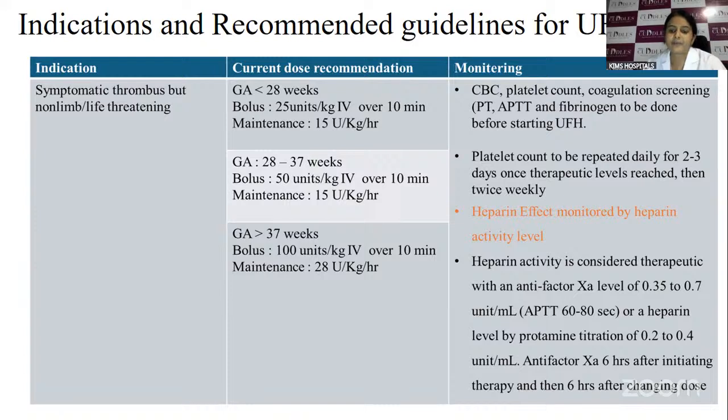The effect of heparin is monitored by the heparin activity level, which is the most reliable test. Heparin activity is considered therapeutic when anti-factor 10A is maintained between 0.35 to 0.7 units per ml, or protamine titration of 0.2 to 0.4 unit per ml. These anti-factor 10A levels have to be checked 6 hours after initiating the therapy and then 6 hours after changing the dose.